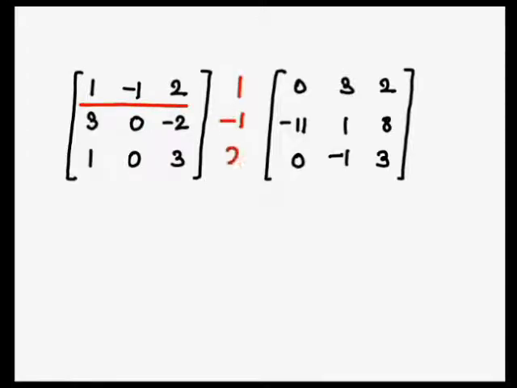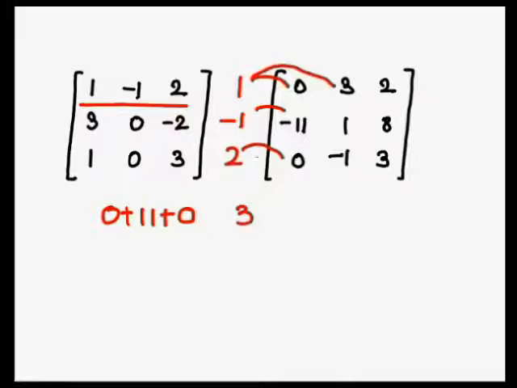So 1, minus 1, 2. We multiply this first row of the first matrix with the first column of the second matrix. So 1 into 0 we get 0, minus 1 into minus 11 we get plus 11, 2 into 0 we get 0. So this is how we multiply the first row with the first column of the second matrix. Now we multiply with the second column. 1 into 3 we get 3, minus 1 into 1 we get minus 1, 2 into minus 1 we get minus 2. So hope you understand.